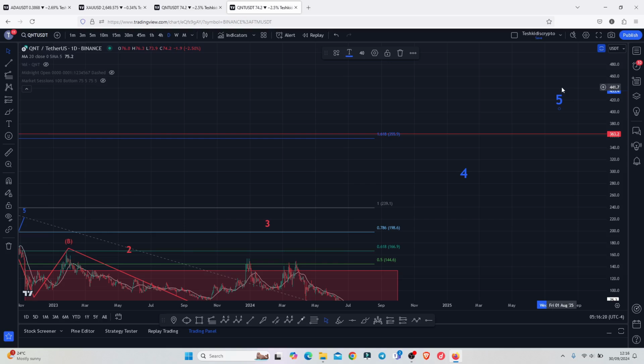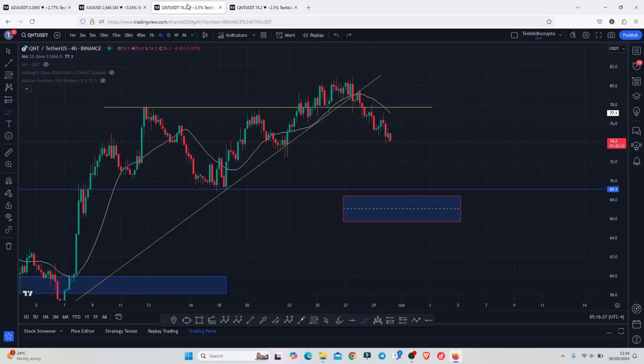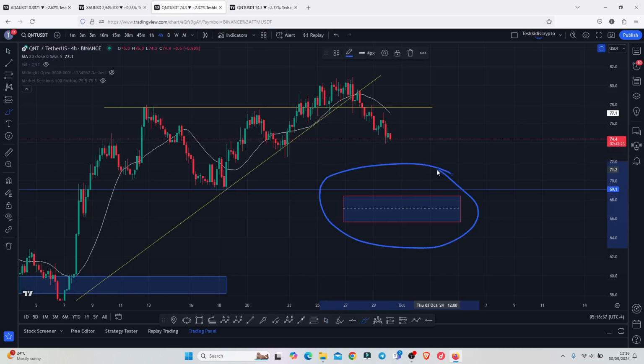So that is the price action that I'm expecting on the QNT chart on the short term and also on the long term. And for the short term, I've given you the key areas of support that we need to continue holding and also my pullback target areas. And let's be patient and see how that plays out, and I will be keeping you up to date.